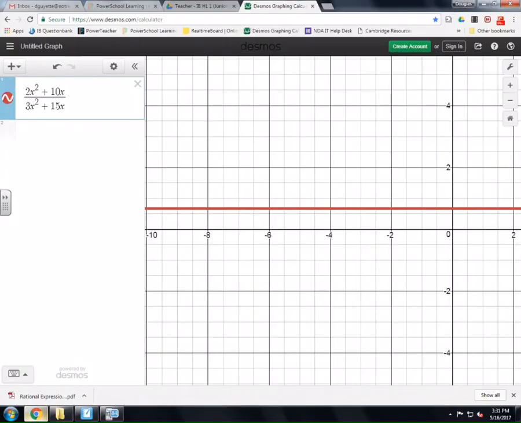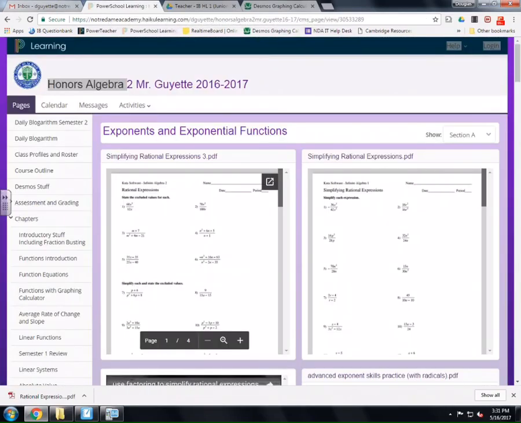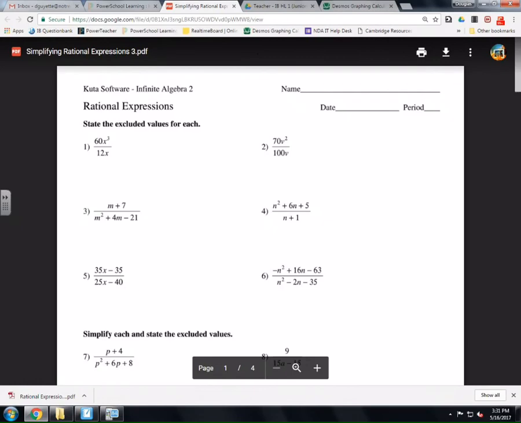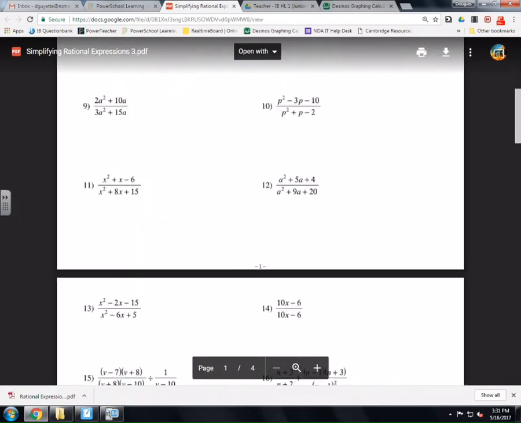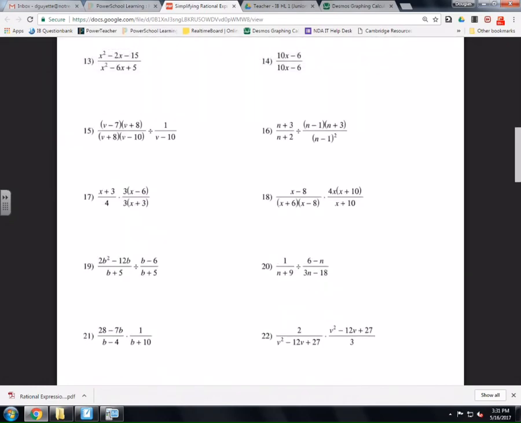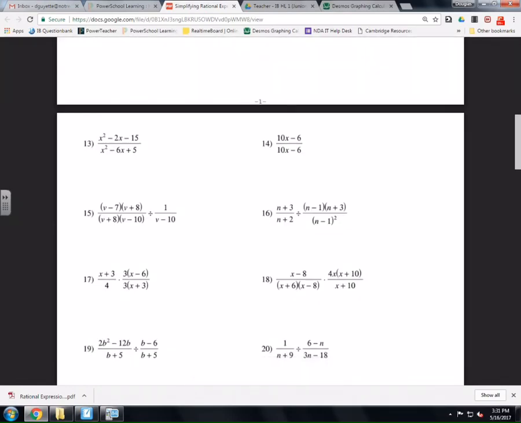I lifted some from the internet that's going to show, there we go. Some simplifying like we did yesterday, and then we get into some division and multiplication and everything else. And so just work through these plus the ones we were supposed to do for yesterday. You've got a couple days to get this done.